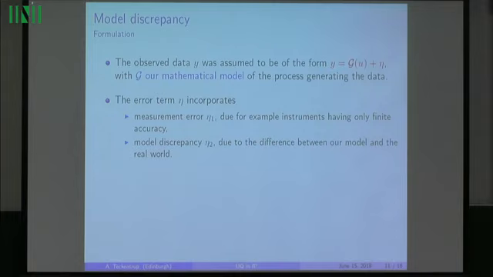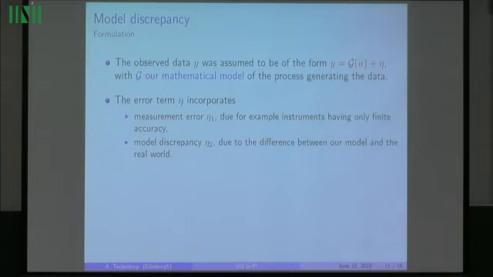So far, what we assumed is that our observational data Y is of this form: Y is equal to some model G applied to our parameters U plus noise eta. And here G was our mathematical model. This is our differential equation, the seismic wave equation, or the electromagnetic wave equation, and we assume that is the process which generates the data Y. Okay? So in that sense, the error term eta that we have here includes 2 sources of error.